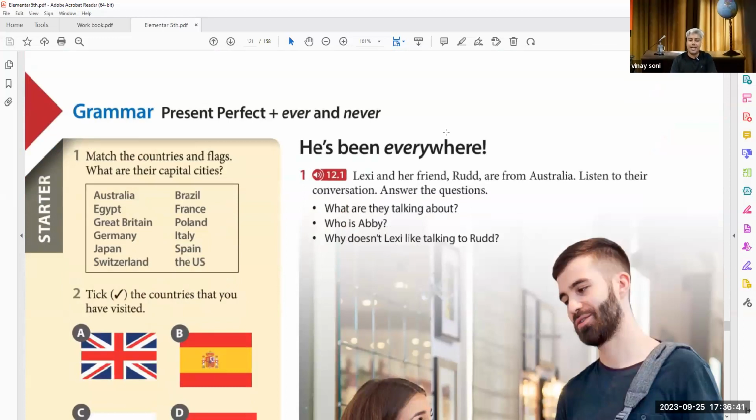Present perfect, ever and never. Let me tell you, the present perfect is not just one structure. It is one structure, but it has three different purposes. You will use the present perfect tense to express three different ideas. We're going to learn them one by one. So today, with ever and never.